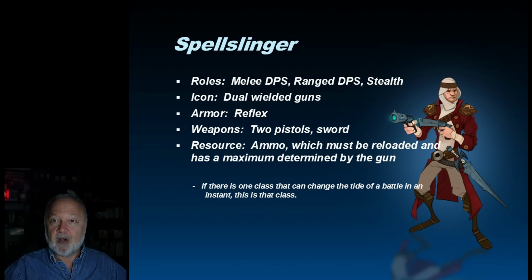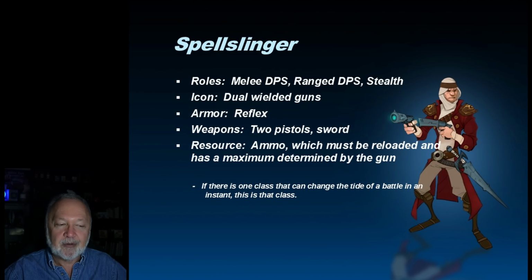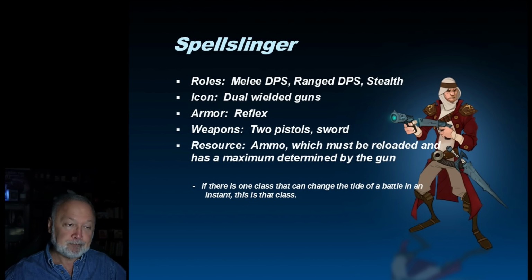Their resource was ammo. Ammo had to be reloaded occasionally. So occasionally after shooting their guns, there would be a pause while it got reloaded. And the amount that could be reloaded and how fast it took depended on the gun. And then I wrote, if there's one class that can change the tide of battle in an instant, it's this class. By the way, the Spellslinger ended up doing glyphs that got thrown on the ground. That was the source of their magic. So they would root things, buff their friends if they stayed within the glyph radius. It was really cool stuff like that.